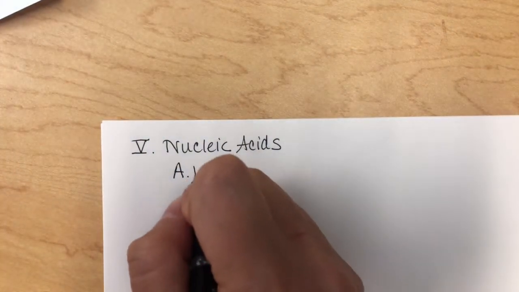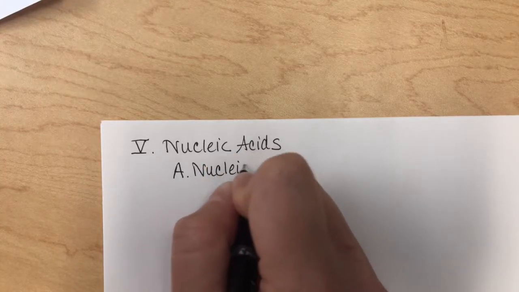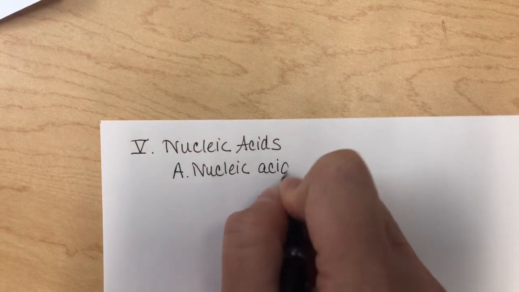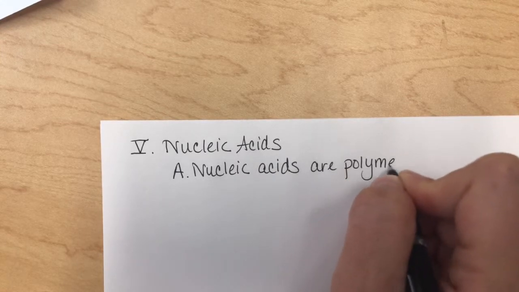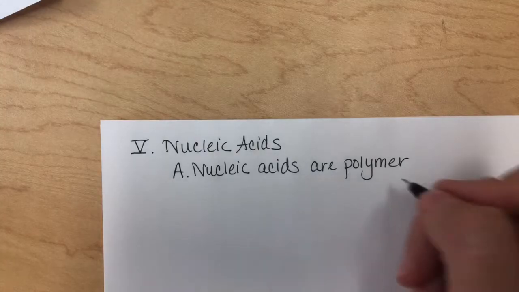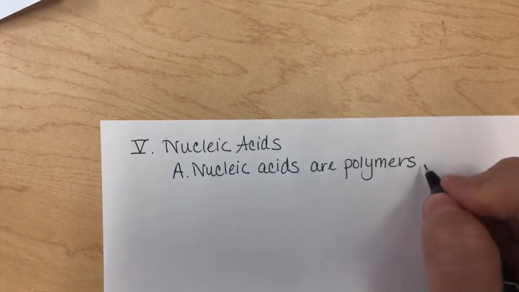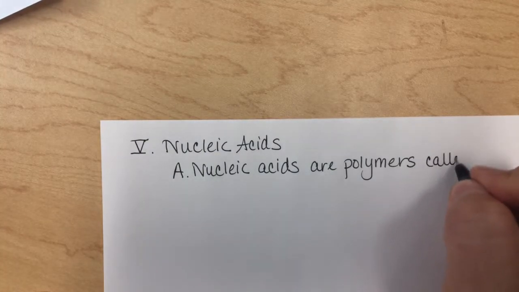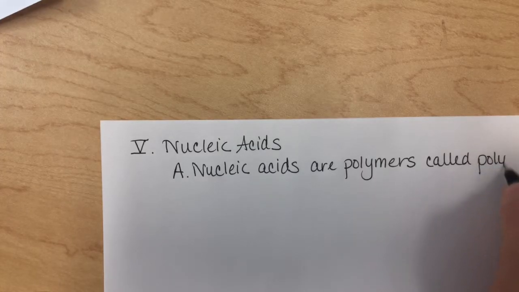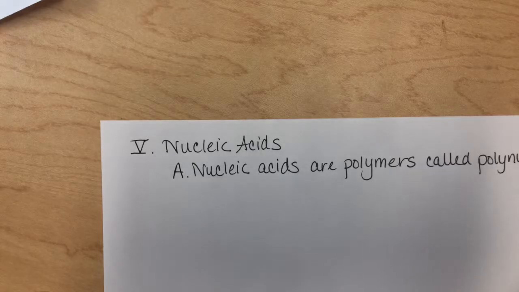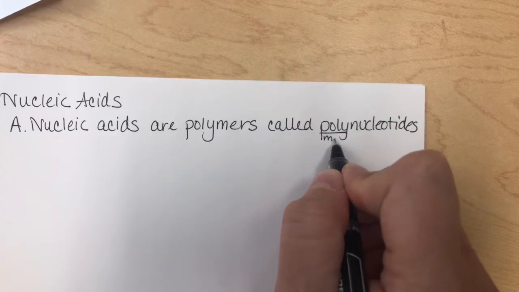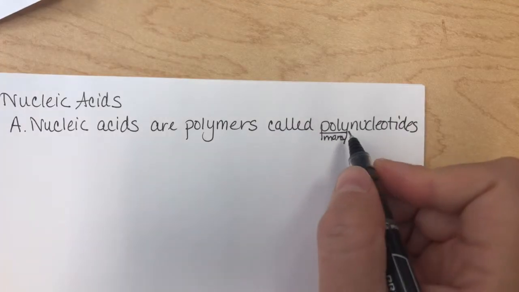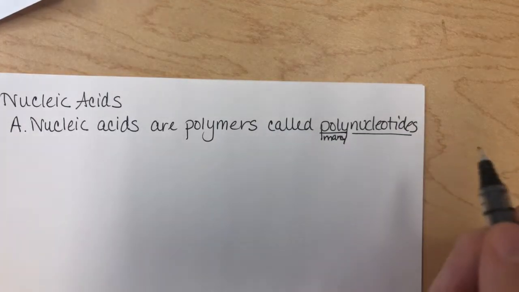All right, so nucleic acids are polymers. Remember what a polymer is? Polymer means, remember, it's a long chain of a smaller molecule. Polymers of nucleic acids are called polynucleotides. What does that mean? Whoops, I'm off the screen. Poly means many, and nucleotide means a nucleotide.